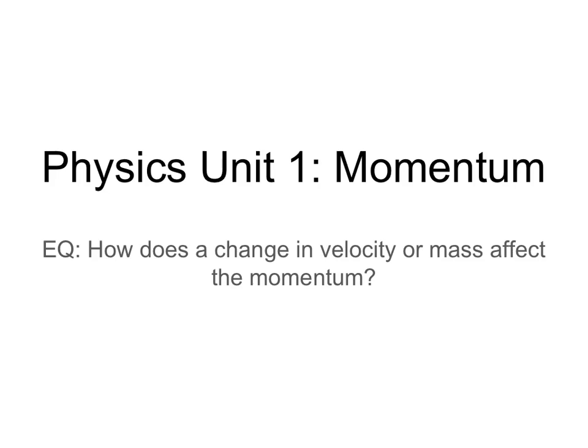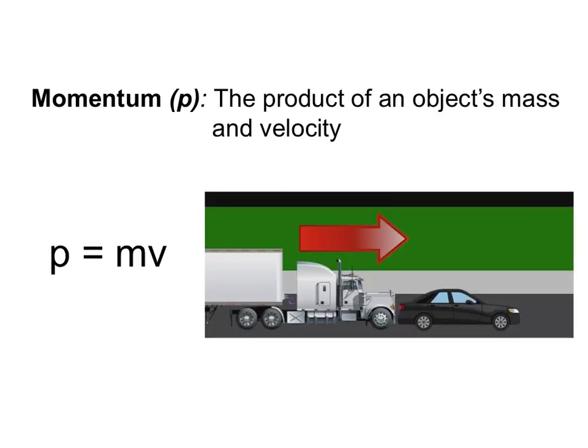We're going to continue with our Physics Unit 1, which is all about motion. And today's topic is going to be momentum. So when we are done with this, we want to be able to answer the question, how does a change in velocity or mass affect the momentum? Okay, so that's our goal here.